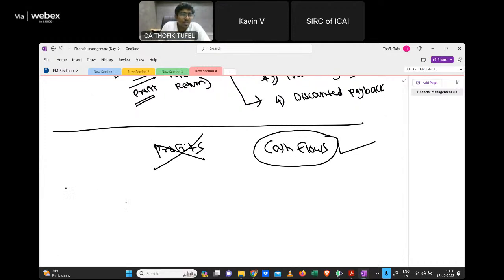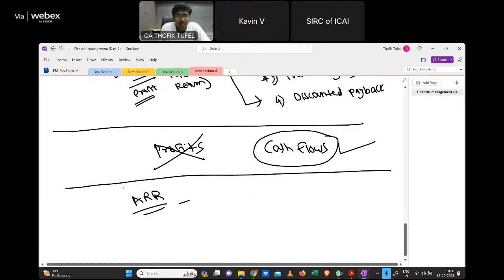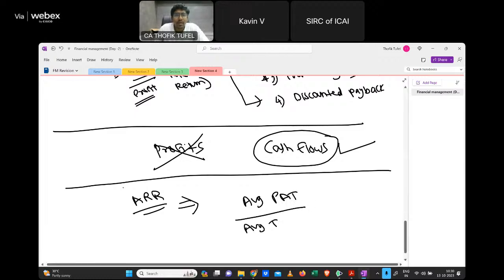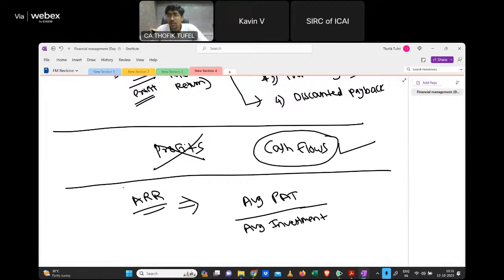So first, let us knock off this profit thing. Let us see what ARR is. ARR is the accounting rate of return. It is nothing but profit divided by investment. You have to put average PAT divided by average investment. This is the formula for ARR.